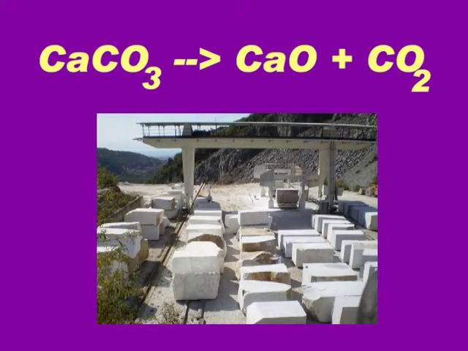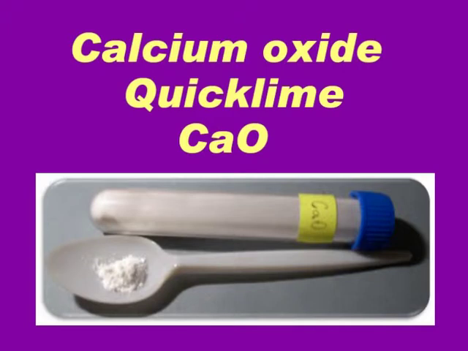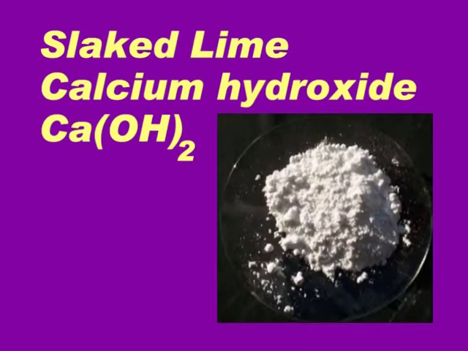When you heat calcium carbonate, it forms calcium oxide plus carbon dioxide gas. The calcium oxide is called quicklime because it reacts very quickly with drops of water, forming calcium hydroxide. Calcium hydroxide is called slaked lime because it is lime which has slaked its thirst.